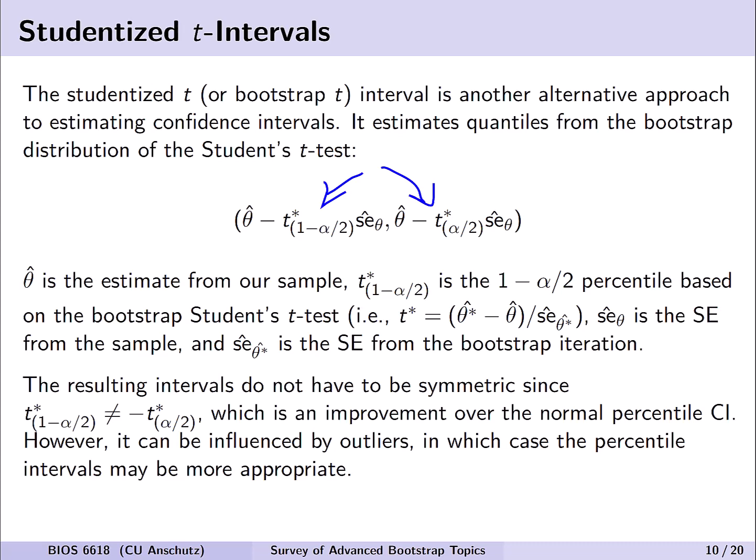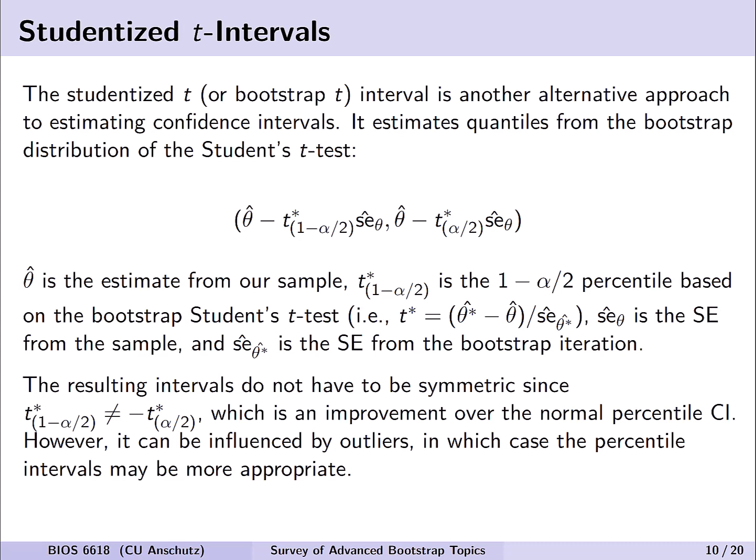Now, specifically, we outline here that theta hat will be that estimate from our sample. As I mentioned as well, t star will be the 1 minus alpha over 2 percentile based on the bootstrap student's t-test. In other words, for each iteration in our t-test, we'll calculate a t star, where you have to calculate the standard error in each situation. If we're looking more generally at the standard error that's showing up within the formula, that will be our estimate from the sample, whereas the standard error where we add another little hat and a star to the theta corresponds to our t-star calculation.